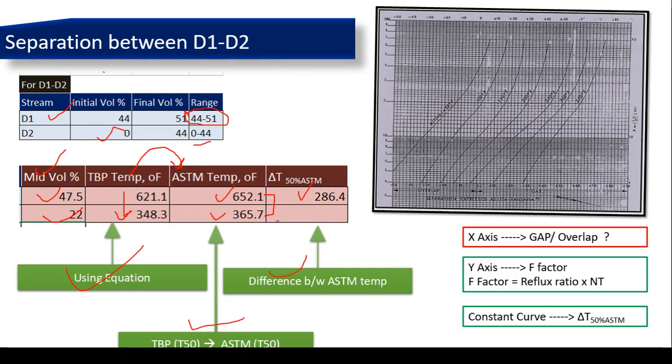So the difference can be calculated. This is the delta T50. This is the value of the constant curves. In this way we can find out delta T50 for D1 and D2. Now we have to put these values into the graph. Now let us look at the graph.